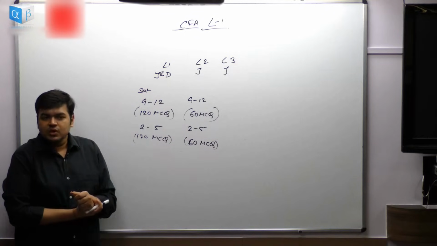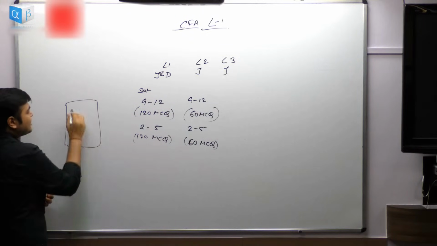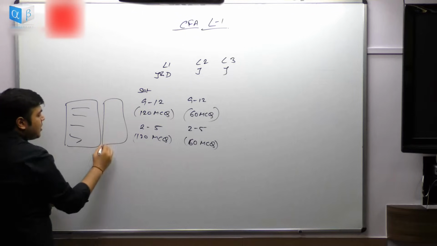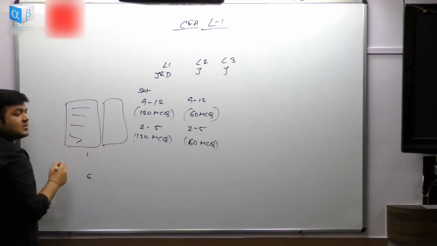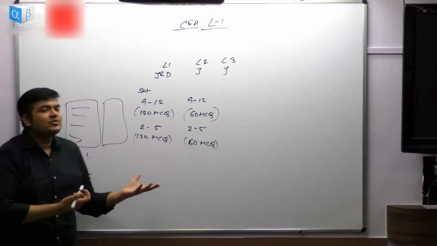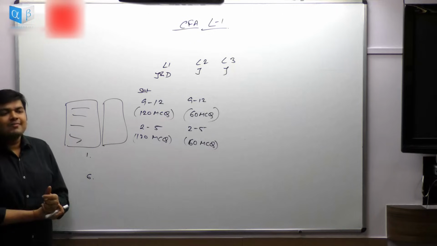Now the pattern in level 2 is that you are going to be given a full-fledged passage maybe running across 2 pages, and then you'll have questions 1 to 6 on 1 passage. This is known as an item set. For 60 questions, you'll be having 10 item sets. That is how you'll have 60 questions.